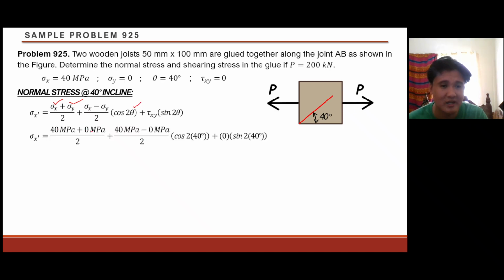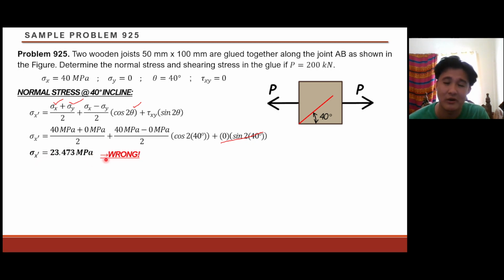So, 40 megapascal plus 0 megapascal all over 2 plus 40 megapascal minus 0 megapascal all over 2 cosine 2 times 40 degrees plus, dahil nga 0 yung shear stress natin, pwede na nating neglect or i-cancel out ito. Okay? So, that is yung equation natin. Pag-print sa calculators natin, makukuha natin yung sagot na 23.473 megapascal. So, as you can see dun sa problem natin kanina, yung answer natin for stress, that is 16.5 megapascal, di ba?